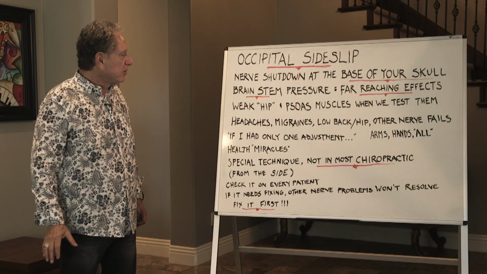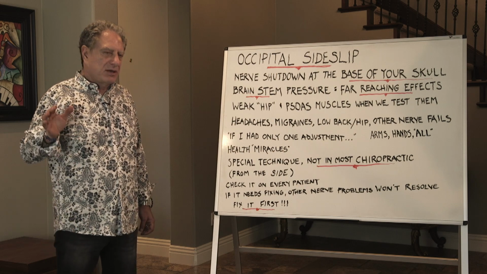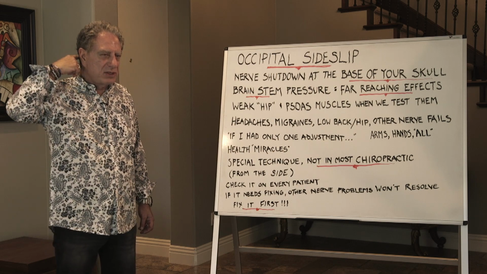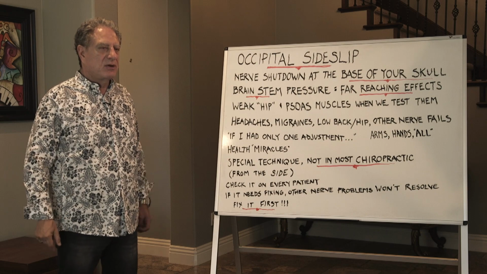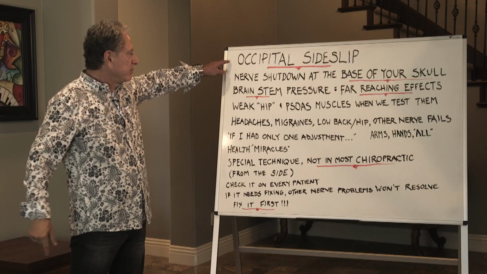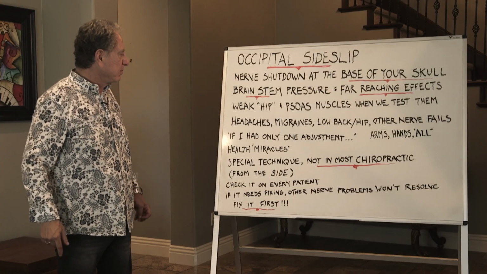The founder of muscle testing of our field of applied kinesiology, where we use muscle testing to find things, Dr. Goodhart, discovered that you could tell a person had pressure at the base of their skull by testing their hips, if you can imagine that. It affects things so far afield that it actually shuts off hip power, and that's how we know you have pressure on the brainstem area at the base of your skull from a side slip of your occipital bone.